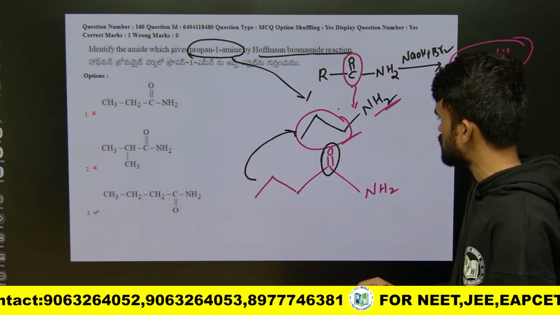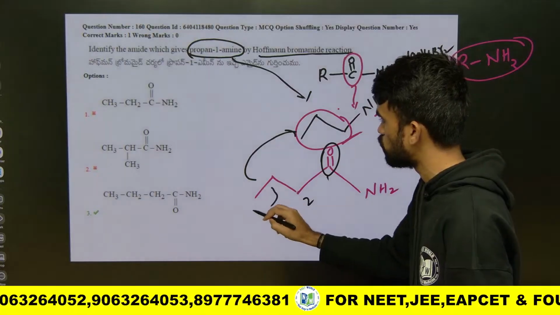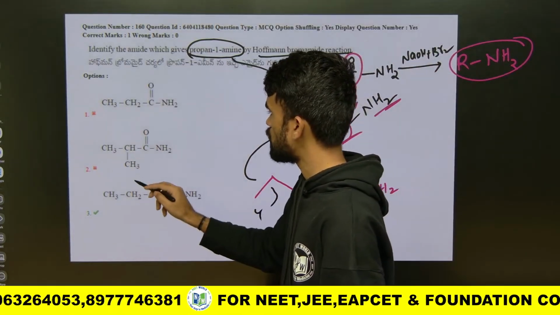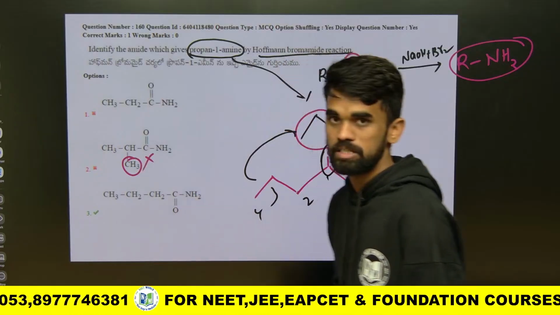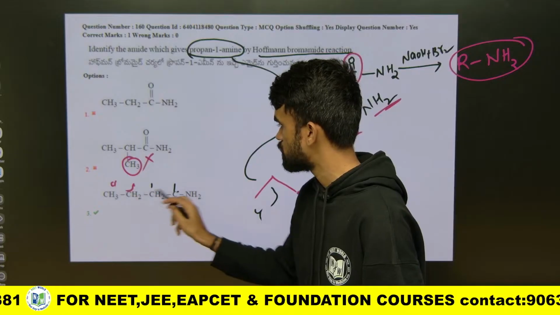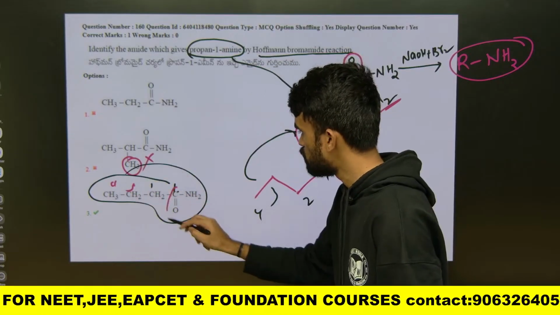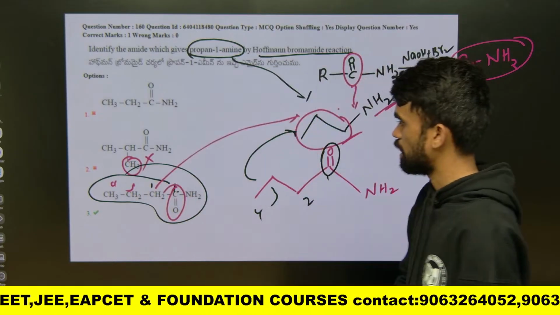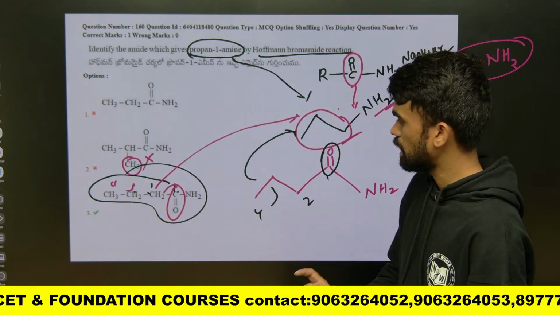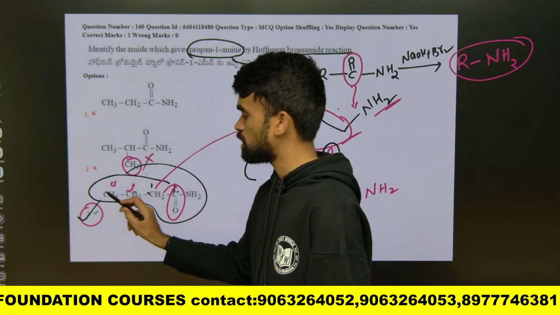So how many carbons are there here? 1, 2, 3, 4. See, 4 carbons should be there. Only 3 are there. These are 4, but this is a branch. We don't require a branch, we require a straight chain. See, 1, 2, 3, 4. Yes, so this is our option. By removing this, we can get our product like this. Look, 1, 2, 3, propane-1-amine. Hope it is clear. So option 3 is the perfect answer for this question.